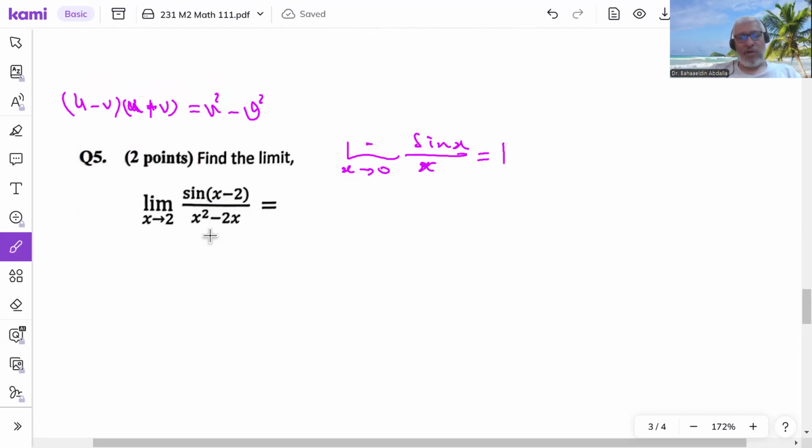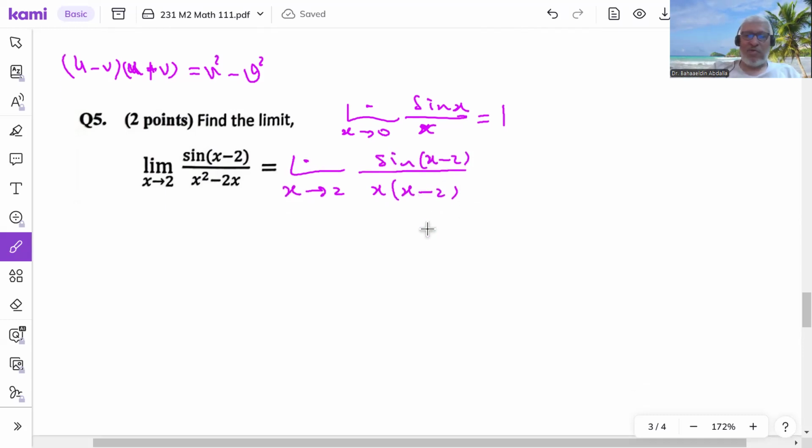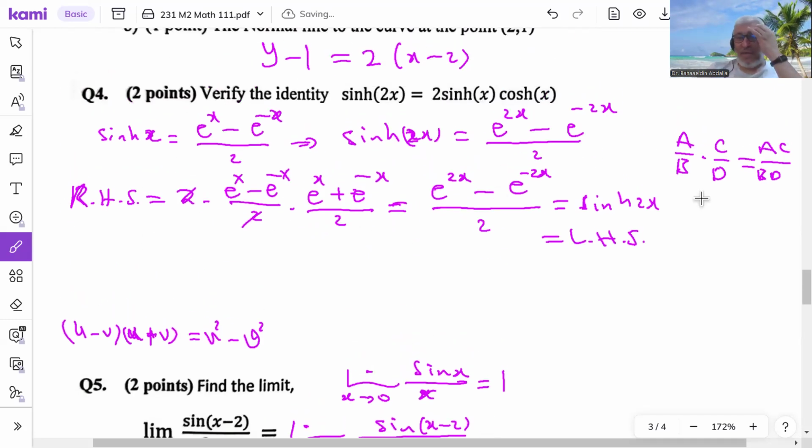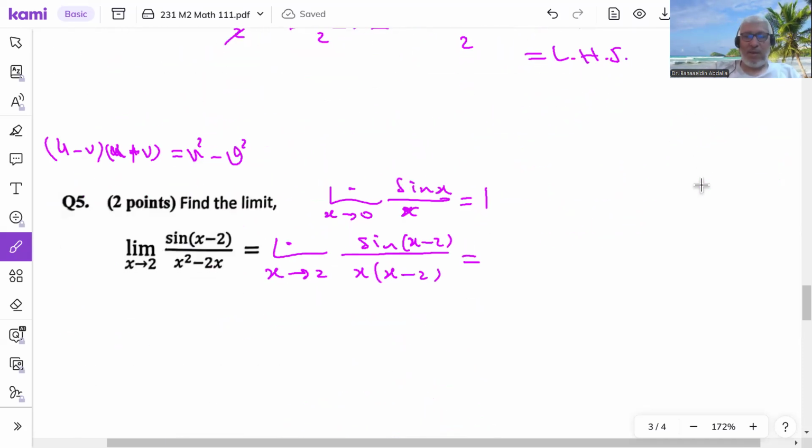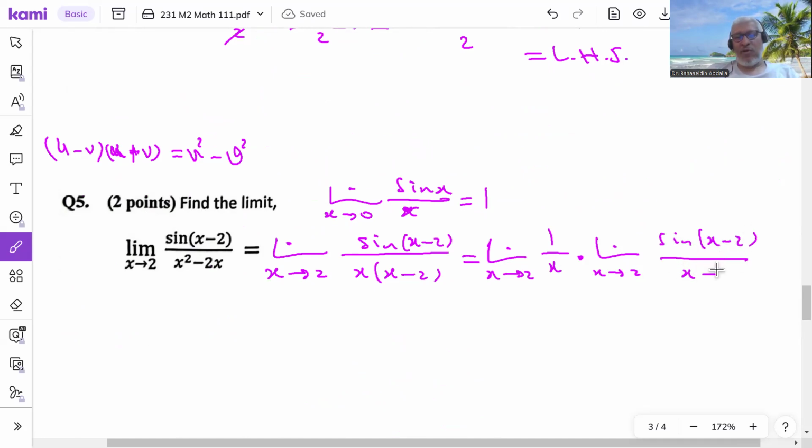If you look below in the denominator, you have x squared minus 2x. So you can take x as a common factor. And then you will have sine of x minus 2 over x minus 2. Using this formula, if you have AC over BD, you can write it as A over B times C over D. So I can write this as the limit as x approaches 2 of 1 over x, times the limit as x approaches 2 of sine of x minus 2 over x minus 2.